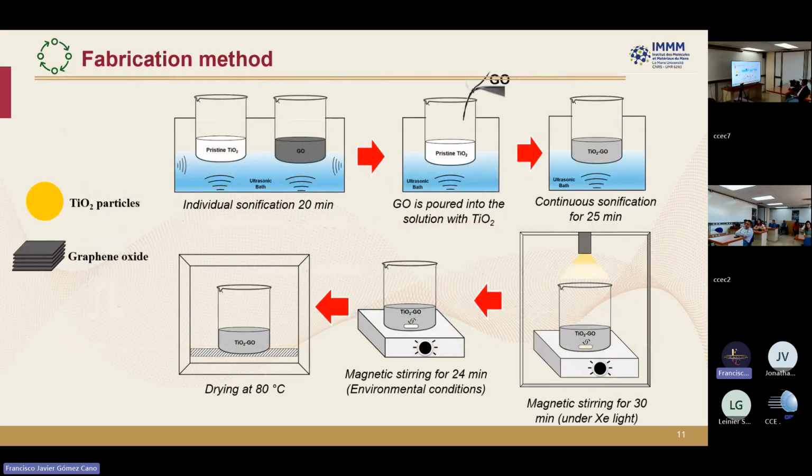This is the fabrication method we used to create these hybrid materials. In general, the nanostructures were fabricated using an ultrasonic bath in which the previously fabricated graphene oxide powder and commercial titanium dioxide were sonicated and then mixed in a solution with ethanol using different ratios of graphene oxide and titanium dioxide.